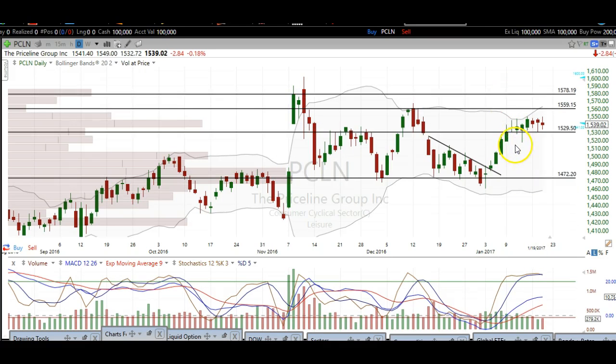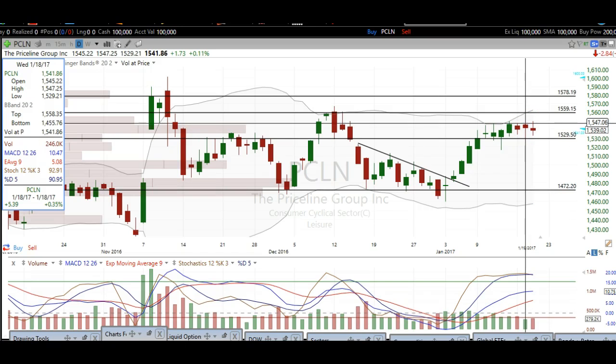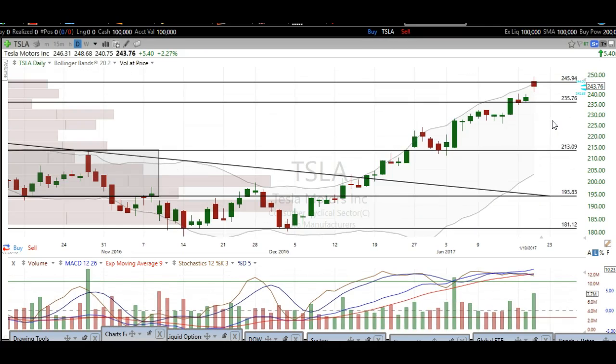And PRICELINE, a couple levels you need to pay attention to are the support down here at about 1529. If we break that support on a closing basis, we're going to head down to this 1472 support down here. If we break over these highs right here, you can clearly see there's a lot of resistance above us at about 1547. But then we have a little bit of resistance just above us at about 1559, which you need to be paying attention to, as well as 1578. The next one we're going to take a look at is Tesla.